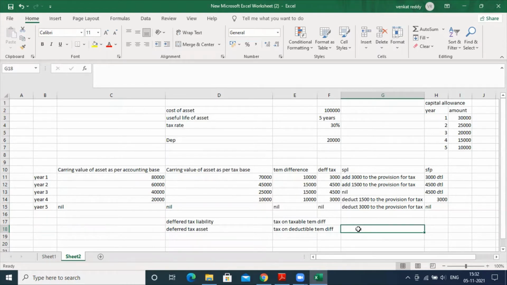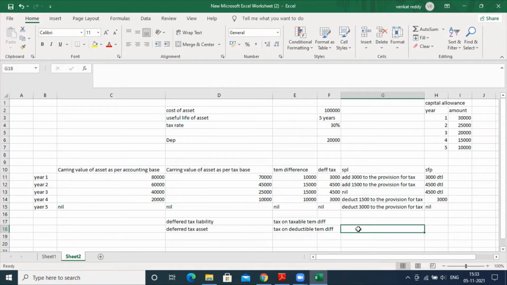And if the carrying value as per accounting base is less than the carrying value as per tax base, we consider it as deductible temporary difference. And in case of a liability, if the carrying value of a liability as per accounting base is less than the carrying value of a liability as per tax base, then that is considered as taxable temporary difference. And if the carrying value of a liability as per accounting base is more than the carrying value of the liability as per tax base, then we consider it as, sorry, deductible temporary difference.